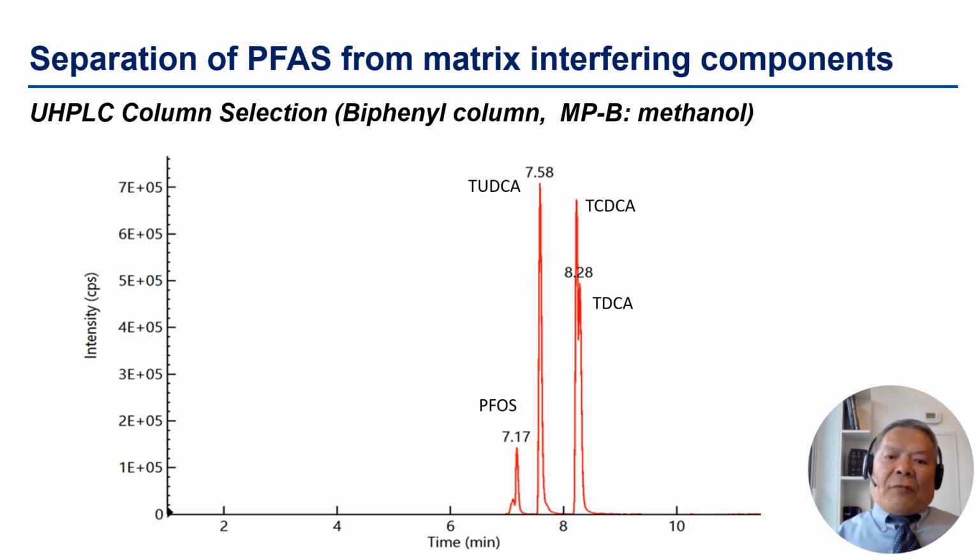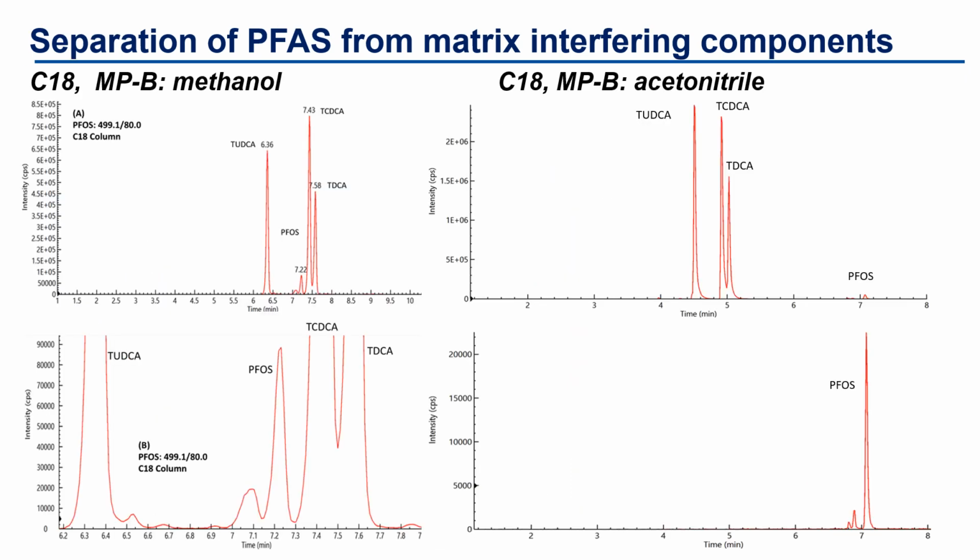So if you really want to use methanol as mobile phase, I would suggest using this biphenyl column, because usually interference, when they come after the analyte peak, have less effect on the analyte. Therefore, if you really want to use methanol, I would recommend you to use this biphenyl column to boost the sensitivity. This slide compares the difference of using methanol and acetonitrile as mobile phase with a carbon 18 column.